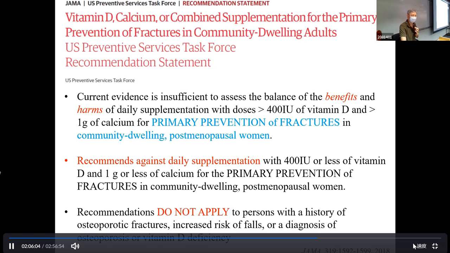But again, this is USA. If you remember, in United States, dairy product is popular, whereas in Asian countries, dairy product is not as popular, and our calcium intake from food is in general lower than that in the Western countries.